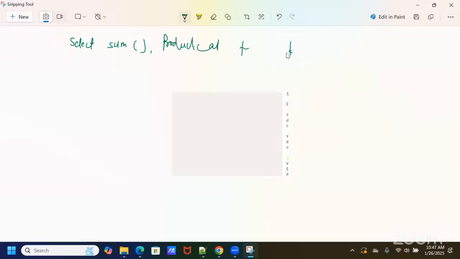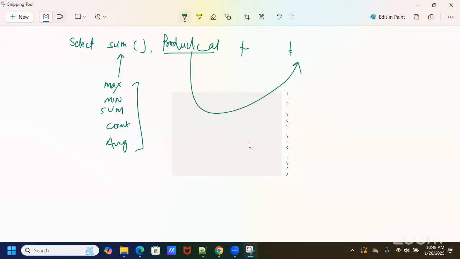from table. Whenever you write max, min, sum, count, average, any aggregate function, any one of them, whatever column comes along with it, we have to take this column into group by. Very straightforward concept. This concept will never fail. All of this is about the group by concept.